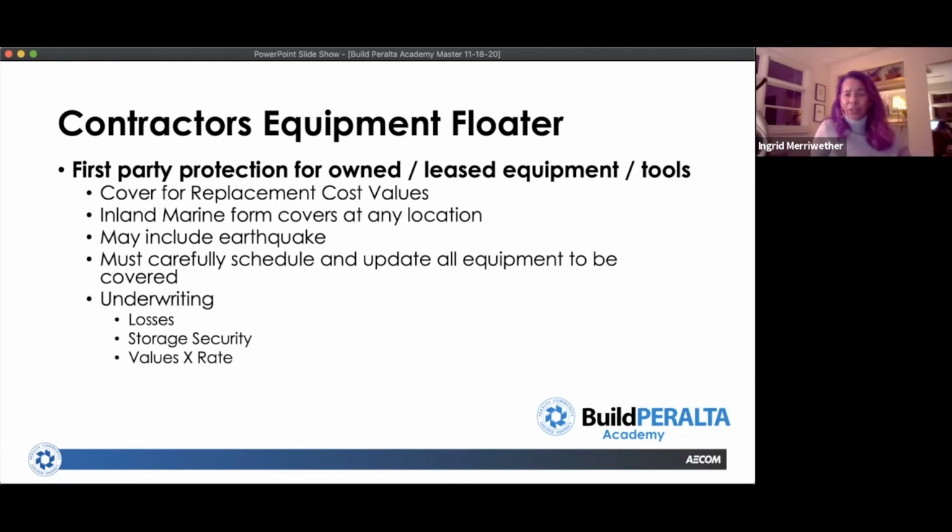And so you have to separate the value of your contractor's equipment and tools. We're not talking about your hammers and your wrenches and your screwdrivers. We're talking about the costly equipment and tools that contractors oftentimes have. And you want to insure them under what's either called a contractor's equipment floater in some cases or an inland marine policy. That way they are covered if something happens to them, no matter where they are. Next slide.